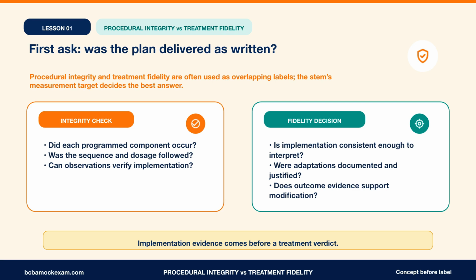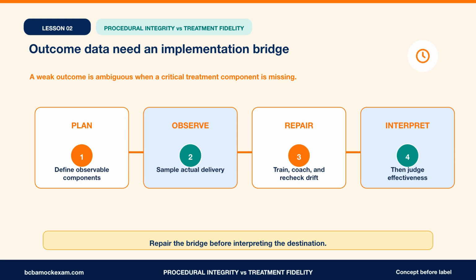Did each program component occur? Was the sequence and dosage followed? Can observations verify implementation? Is implementation consistent enough to interpret? Were adaptations documented and justified? Does outcome evidence support modification? Outcome data need an implementation bridge. A weak outcome is ambiguous when a critical treatment component is missing. Repair the bridge before interpreting the destination. Plan: find observable components, observe sample actual delivery, repair, train, coach, and recheck drift, interpret, then judge effectiveness.